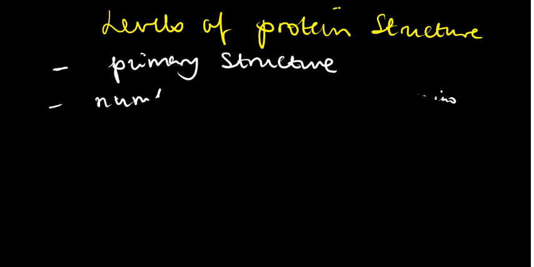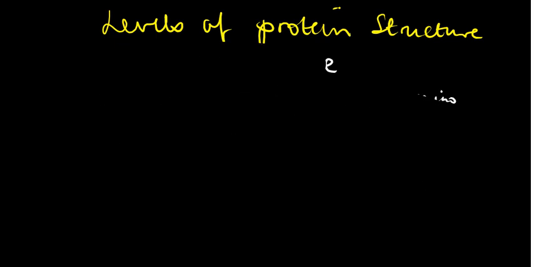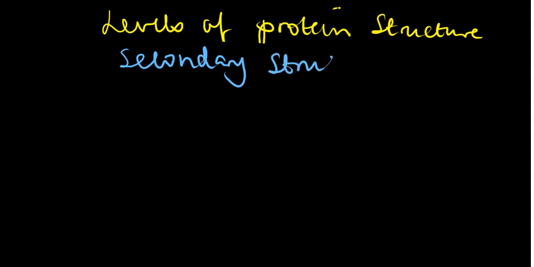Alright, next thing we'll talk about is the secondary structure. So we have what we call secondary structure. Alright, a secondary structure of a protein is actually the arrangement.